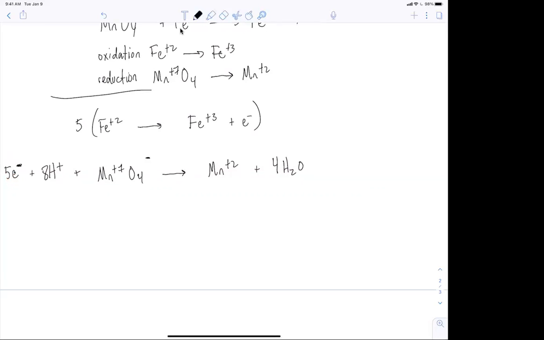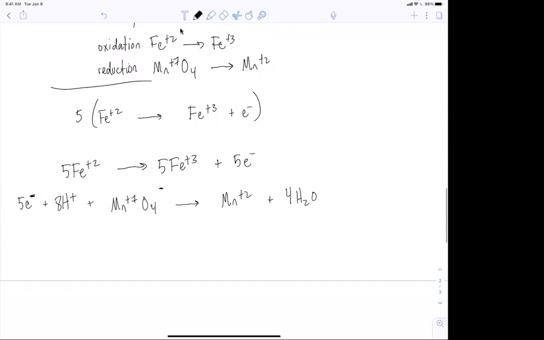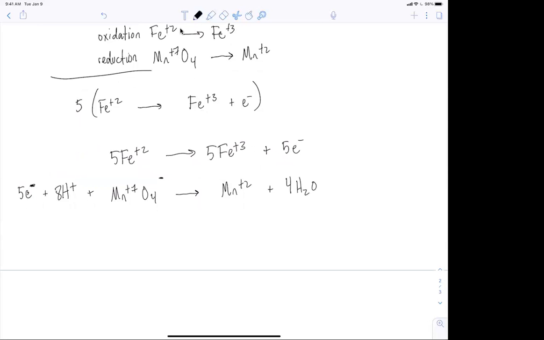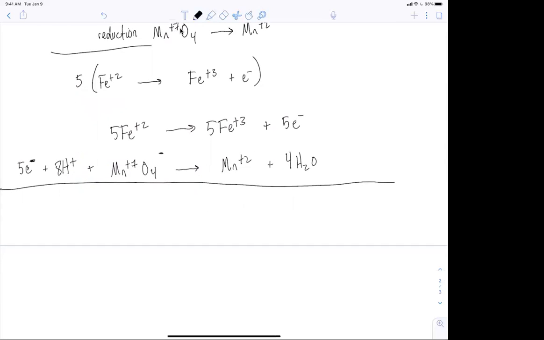So let me move this down a little bit. All right, so I'll rewrite that right here. So I've got 5 iron 2s, and then the 5 applies to everything, so 5 iron 3s. And then I get my 5 electrons, which is really what I'm trying to do here. And now I want to go ahead and add these things together and see what cancels. So again, at this point, you can kind of cancel across. I can say, well, 5 electrons appears over here and 5 electrons appears over there. But let me go ahead and write it out a different way. This one will be a little bit more illustrative of what's typical for these types of problems.